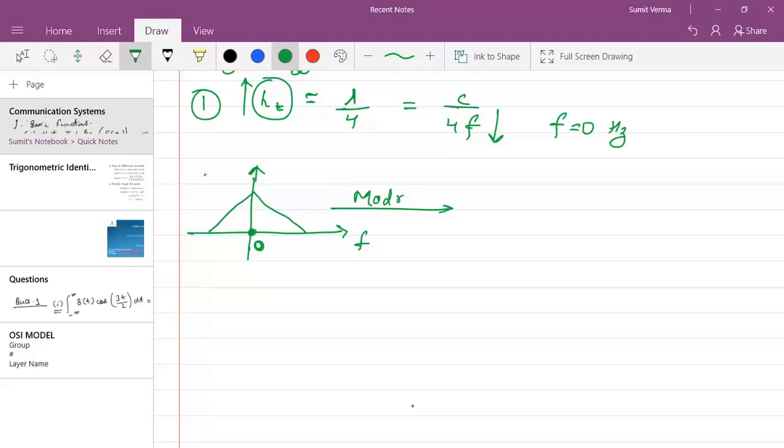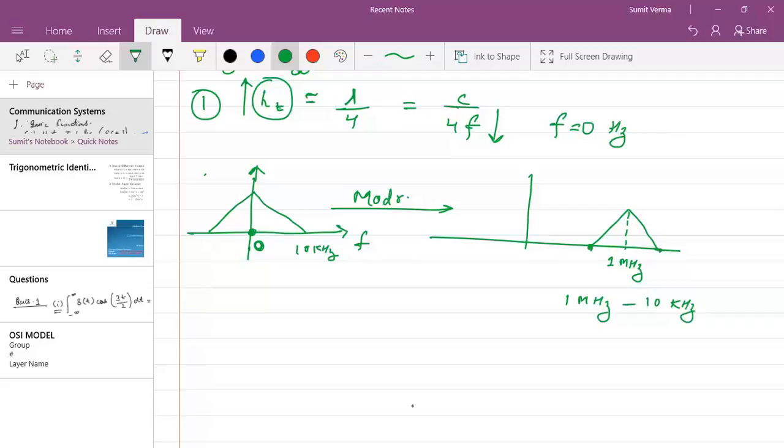You will pass it through a modulator. What will it do? It will basically shift this entire spectrum to some other higher frequency. So let's say it was 10 kilohertz. Now this is shifted to a very high frequency, let's say around megahertz. So this becomes like 1 megahertz. So now the lowest frequency component which you will see here would be 1 megahertz minus 10 kilohertz.